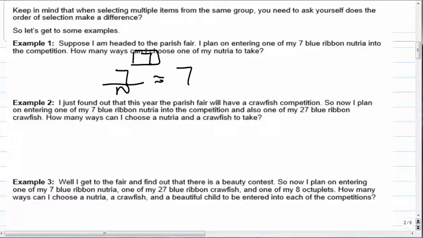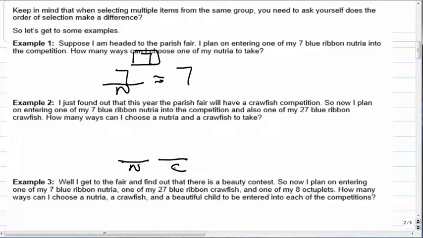Okay, number 2. I found out this year the parish fair will have a crawfish competition. So now I plan on entering one of my 7 blue ribbon nutria into the competition and also one of my 27 blue ribbon crawfish. How many ways can I choose a nutria and a crawfish to take? So, step 1 is what do you have to do? I need to pick a nutria. I need to pick a crawfish. That's what I need to do, right?